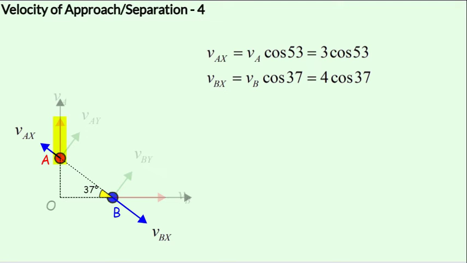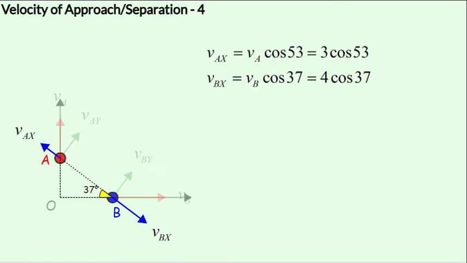The vector VA is along the y-axis, so we first need to obtain its components along the line AB and perpendicular to the line AB. And we consider only the component along the line AB, which is VAX. VAX will be VA cos 53. Similarly, the vector VB is along the x-axis, and its component along the line AB will be VB cos 37, and we ignore its component perpendicular to the line AB.